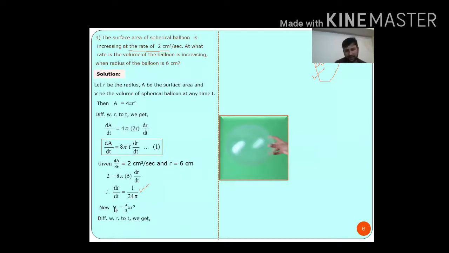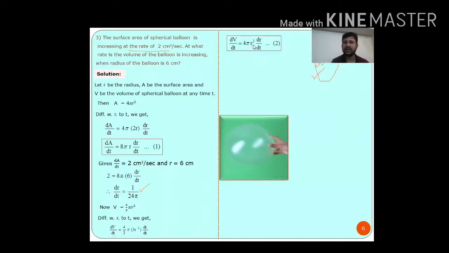Derivative of V is dV by dt: 4 by 3 pi, the multiplicative constant, as it is. Value for the derivative of r cube: yes, correct, 3 times r square into dr by dt. Then check this denominator 3 and multiplicative 3, both get cancelled. So what remains is dV by dt is equal to 4 pi r square dr by dt. We have written this here as equation 2.